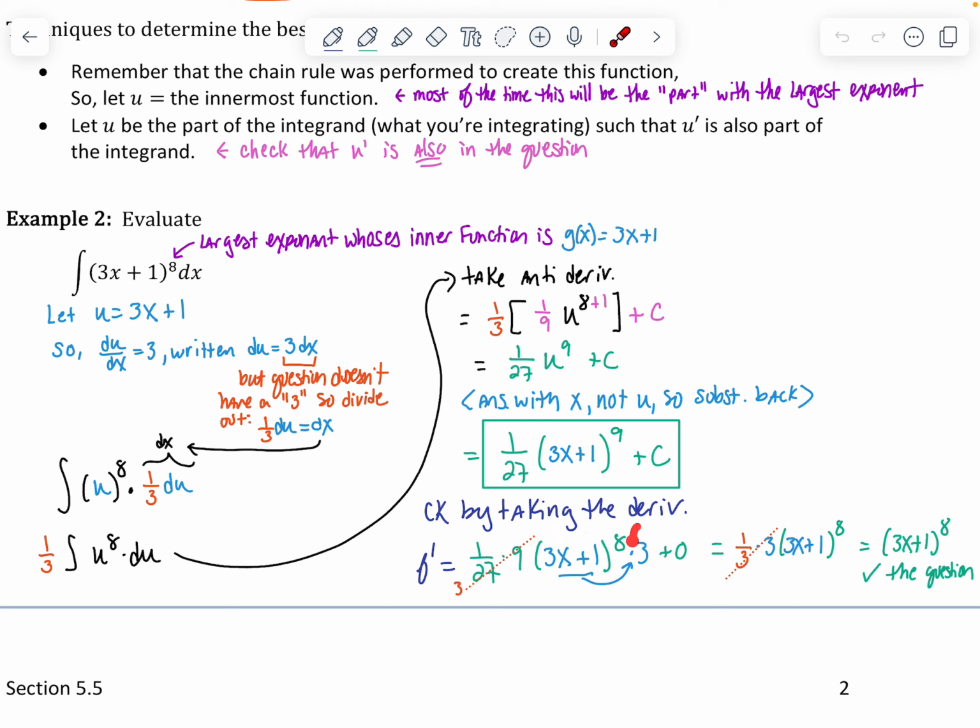The derivative of 1 is 0. And so I can simplify my 9 and 27 to get my 1/3. I actually had the 3 that I'm going to move out front, and it also cancels with my 1/3. And I now have what should be the original question, and it was.